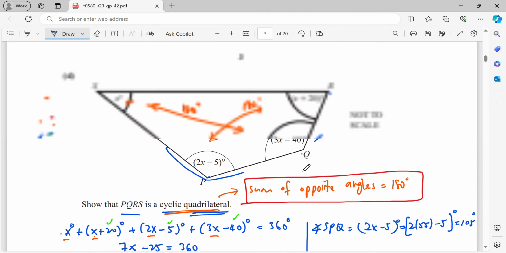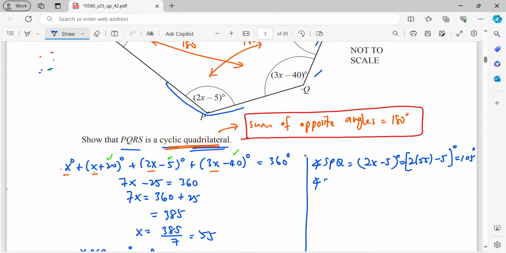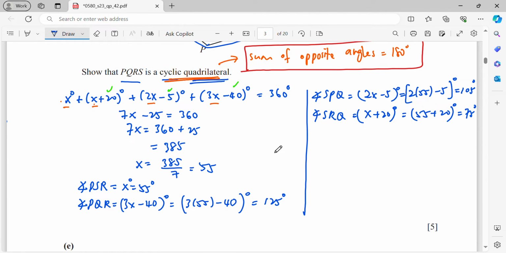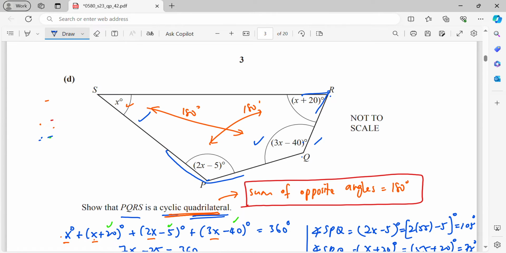Right? Then lastly, I calculate what is this? SRQ, x plus 20. SRQ is x plus 20 degrees. And now the x is 55. So 55 plus 20, it will be 75. Okay, so now I need to get the sum. So basically, I have found the opposite angles in the order.